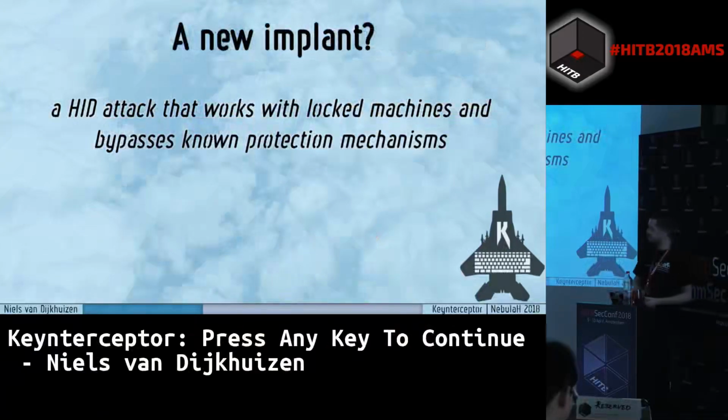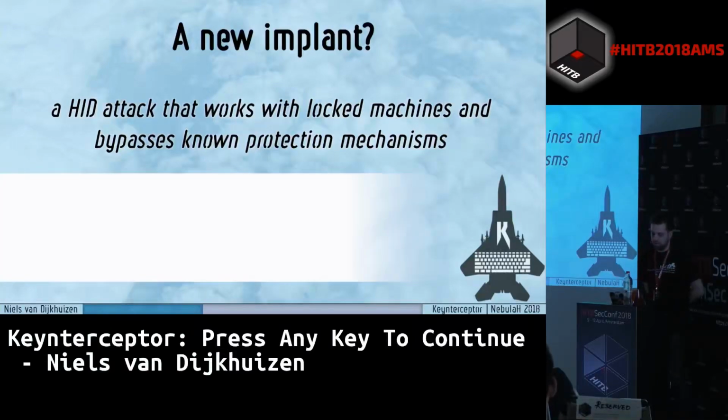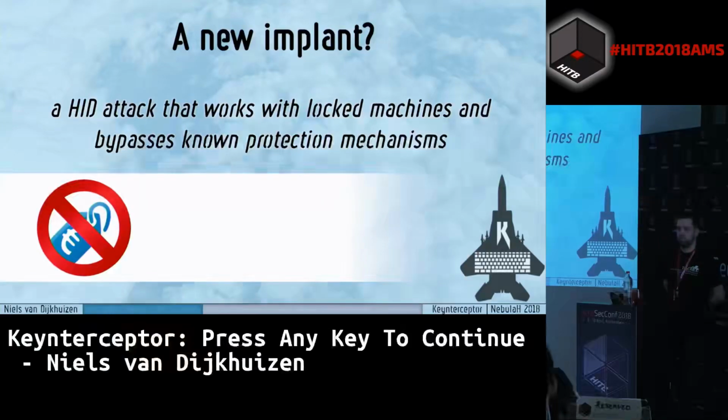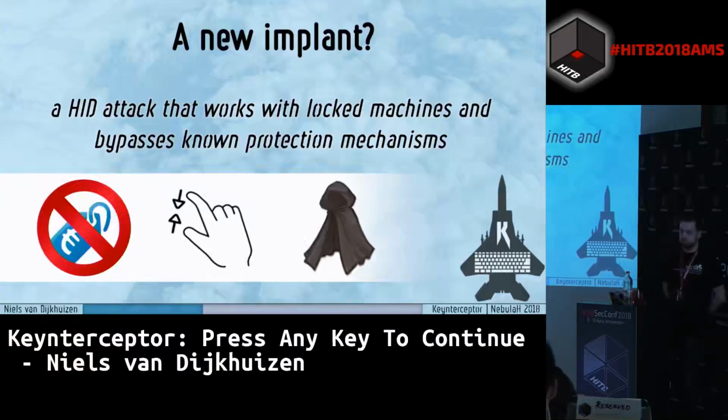So my idea about the implant is that we would have a human input device attack that works with locked machines, and that can bypass the described protection mechanisms. And for it to be feasible to really be used in real-world scenarios, I thought it would be good to have it cheap, small, and covert in operations.